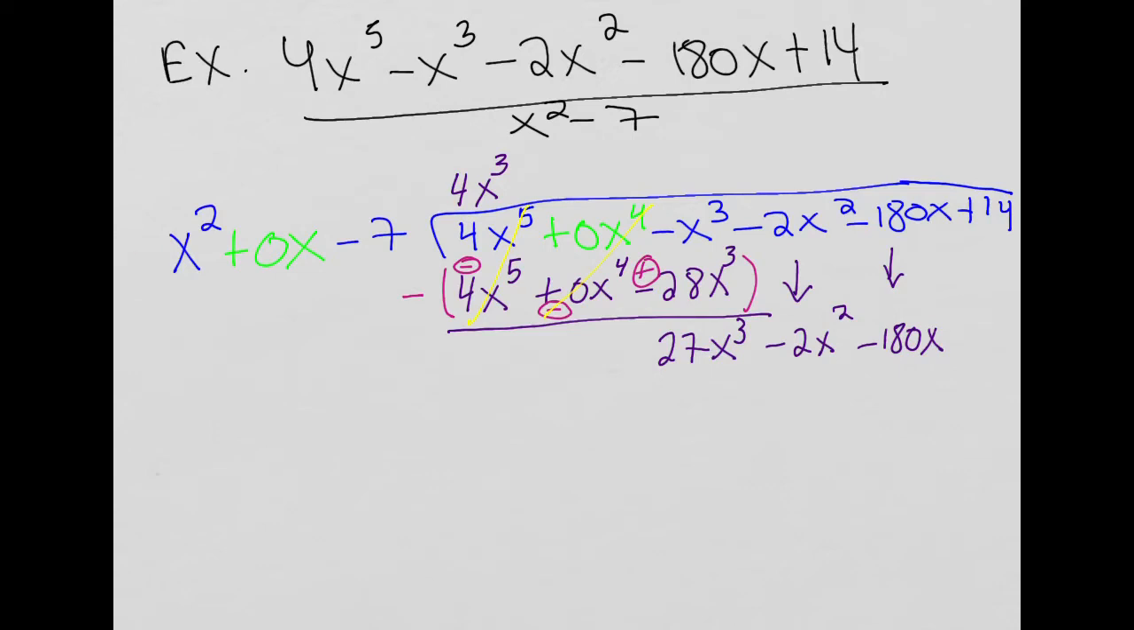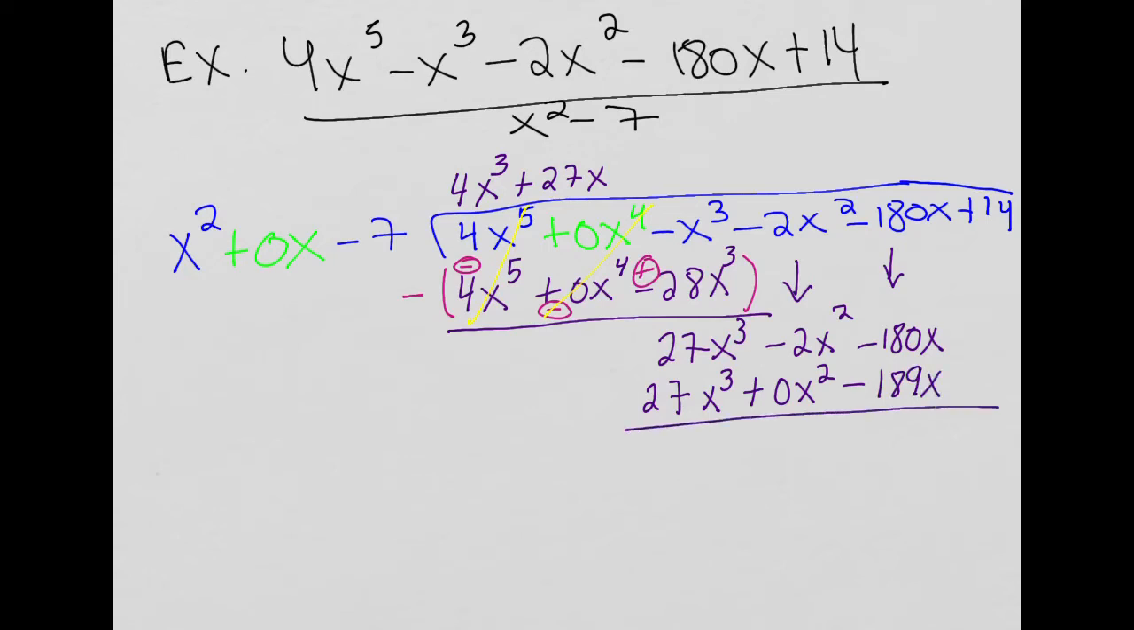All right. So then we ask ourselves the same question again. What do I multiply x squared by? So I have 27x cubed, and that's going to be 27x, because 27 times 1 is 27. And x times x squared is x cubed. And then we continue with 27x times 0x. That's going to give me 0x squared. Again, that is just a placeholder. And then we multiply 27x times negative 7. And that's going to give me negative 189x.